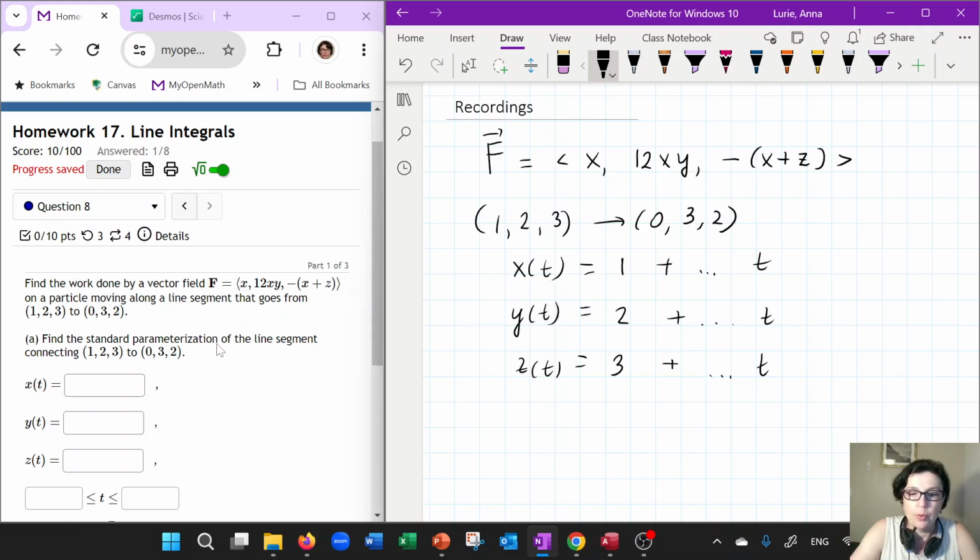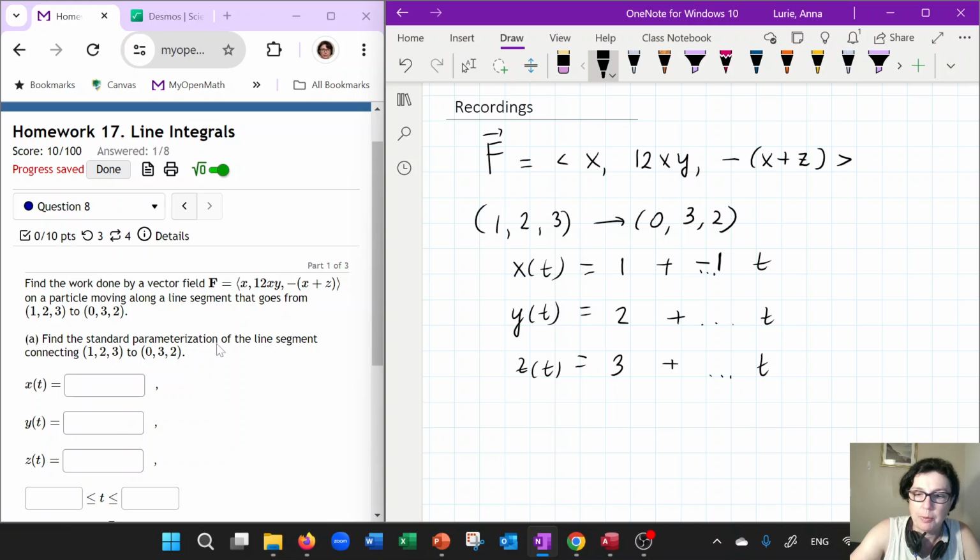And so what you do is you compute the difference between 1, 2, 3 and 0, 3, 2. So you subtract. So 0 minus 1, and you always do the second point minus first. So there will be 0 minus 1, which is going to be negative 1. This is actually going to give you a vector of direction of this line segment, because it connects one point to another point.